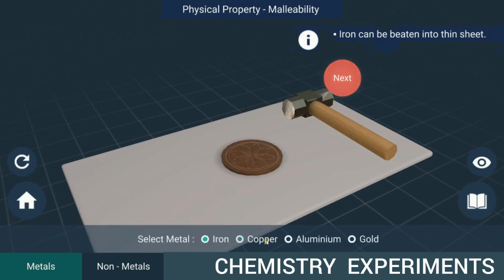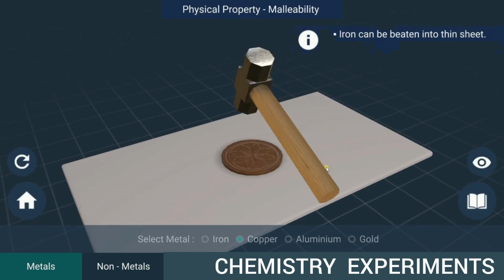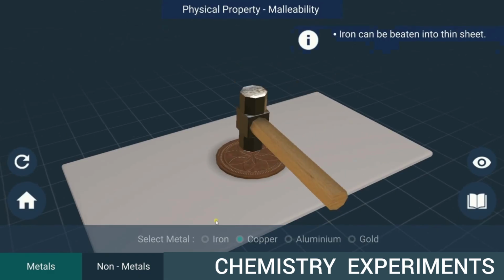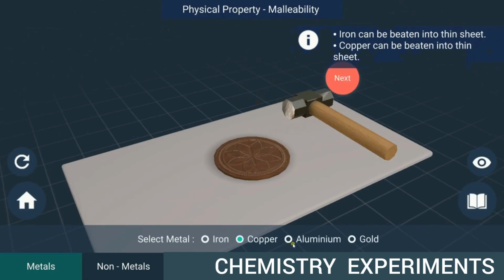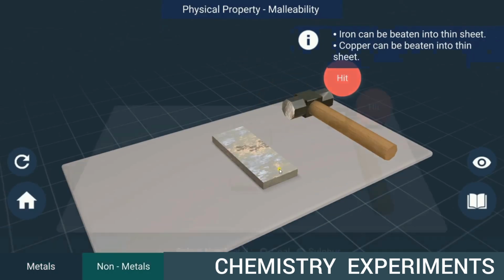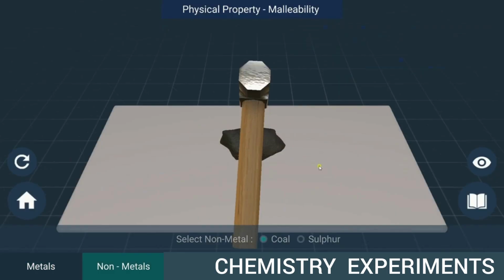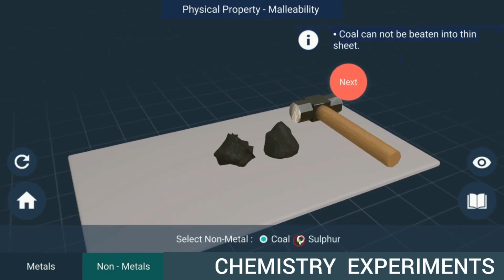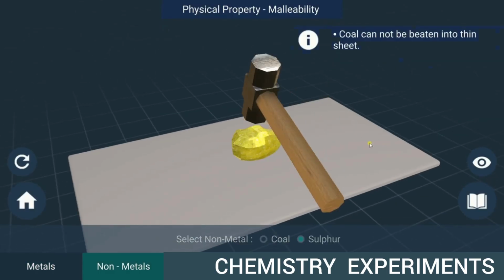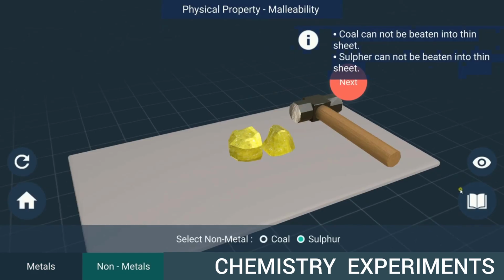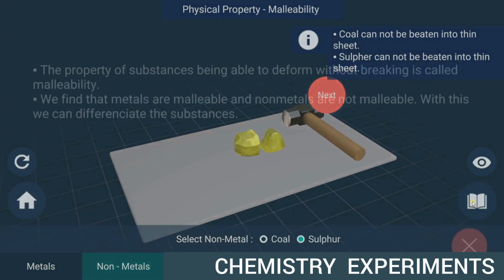We can see that metals are deformed without breaking. Further, they can be beaten into thin sheets, whereas non-metals break, so they can't be used to form sheet-like structures. This property of substances being able to deform without breaking is called malleability.